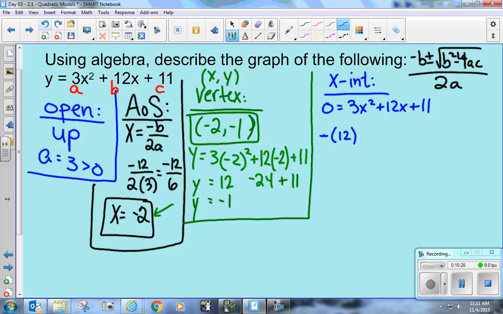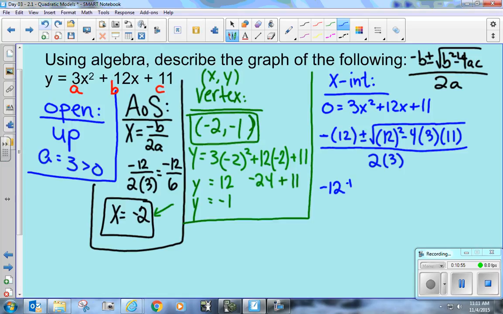Plus or minus the square root of our b value, which is 12, squared minus 4 times a, which is 3, times c, which is 11. All over, not just the radicals over, but all over 2 times a, which is 3. And we'll clean this up. So I'm going to negate my 12. I can drop those parentheses. Plus or minus the square root.